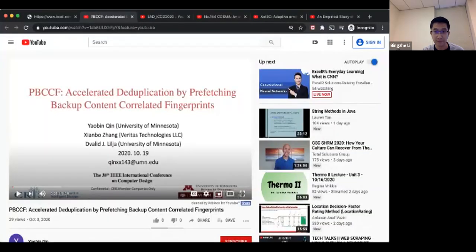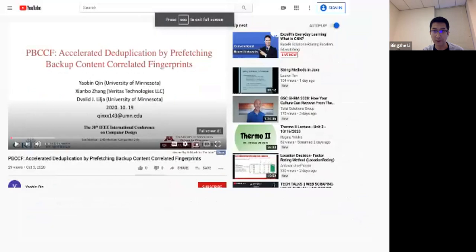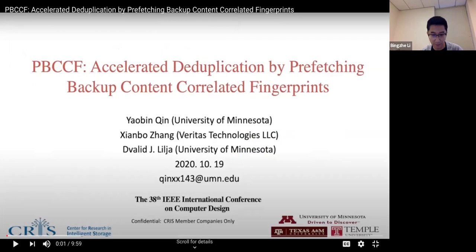Okay, so let's start the first paper. Let me share the screen. The first paper is entitled PBCCF, Accelerated Deduplication by Prefetching Backup Content Correlated Fingerprint. The presenter, Yao Bingqin, is a fifth year PhD student from the University of Minnesota. His research interests include storage systems, machine learning, and backup deduplication systems. Let's watch the video, and please leave the questions in the chat if you have any.